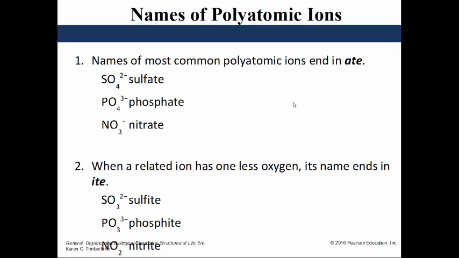Now, names of most of your common polyatomic ions will end in the suffix ate, A-T-E, like sulfate, phosphate, nitrate. And here are their formulas. So SO4 with a charge of 2- is sulfate. This has to be the number 4, and the charge has to be negative 2 to be sulfate. If it's anything different, it's a different compound with a different name. Phosphate, PO4 with a charge of negative 3, and nitrate, NO3 with a negative 1 charge.